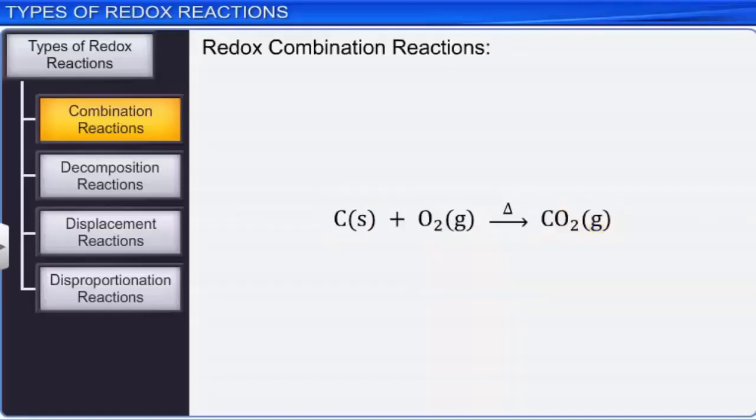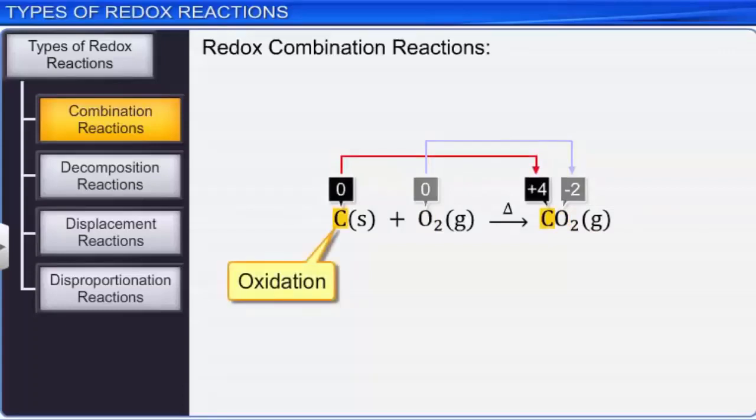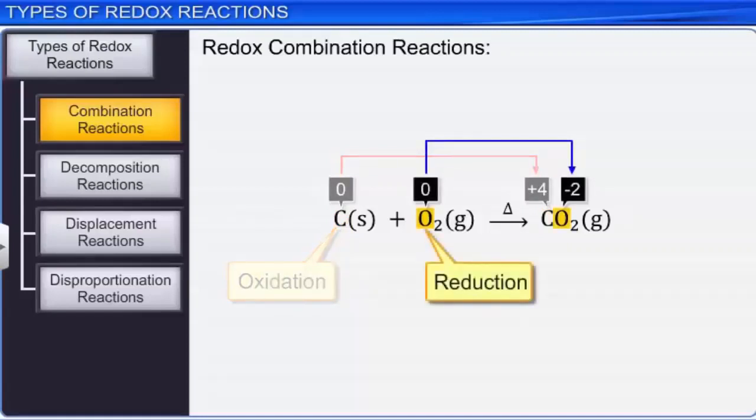Carbon and oxygen in elemental states combine to give carbon dioxide gas. The oxidation number of carbon and oxygen is 0. When carbon dioxide gas is formed, the oxidation number of carbon becomes +4 and oxidation number of oxygen becomes -2. Here, carbon undergoes oxidation, as its oxidation number increases from 0 to +4. Simultaneously, oxygen undergoes reduction, as its oxidation number decreases from 0 to -2.